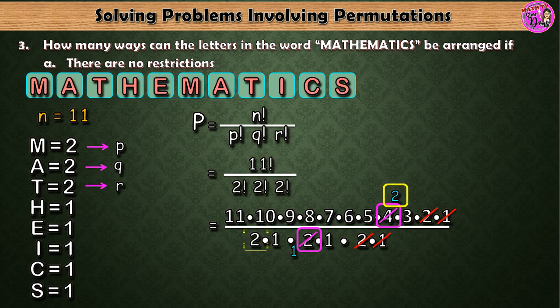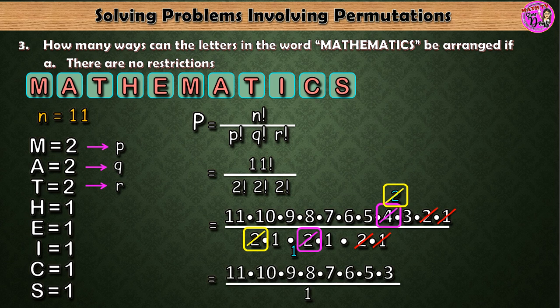We can cancel 2. We are left with 11 times 10 times 9 times 8 times 7 times 6 times 5 times 3 over 1. It is equal to 4,989,600. Therefore, there are 4,989,600 ways you can arrange the letters without restrictions.